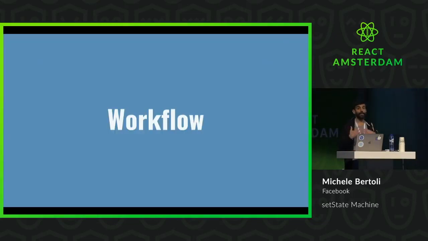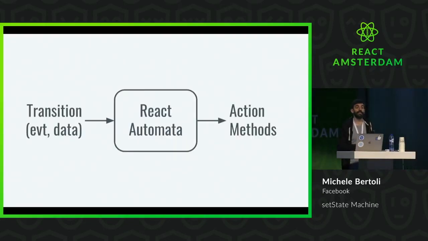So the workflow when you use React Automata is even simpler. Like it's one level above. So you just send transitions to the state chart with an event and some data. React Automata uses XState under the hood to calculate the current state, the next state, all the actions, and it fires all the action methods for you. You don't have to think about that.